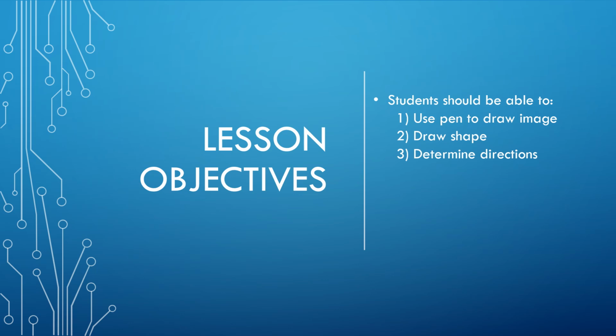So today's objective is that you should be able to use the pen to draw an image or symbol to form a line, or another objective would be to draw a shape. You need to be able to draw a shape using the pen tool. And the third one is determining the directions. Now, this one would require angles. Let's say if you want to turn left or right, you should have a certain angle so that you can make the sprite turn to a certain direction. So this requires angle.